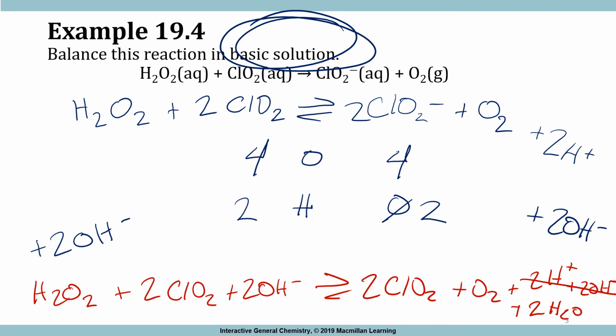So now when it says it's in basic solution, how do we know that? Well, the presence of those 2 OH minuses means that it's in basic solution. If you have just H pluses, that would mean it would be in acidic solution. So this would be the overall equation.